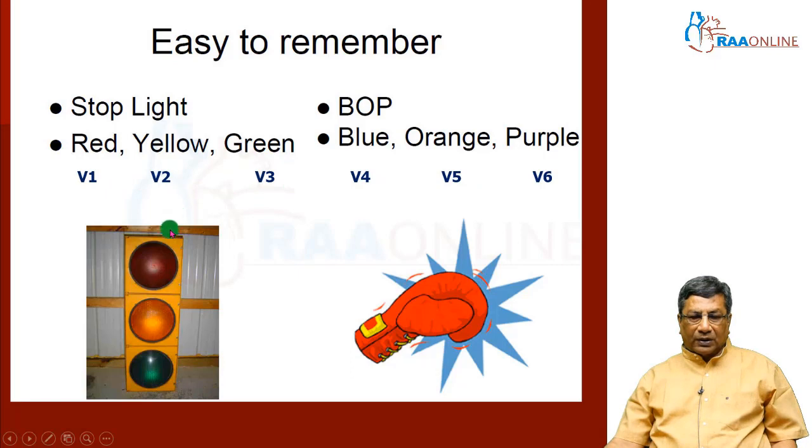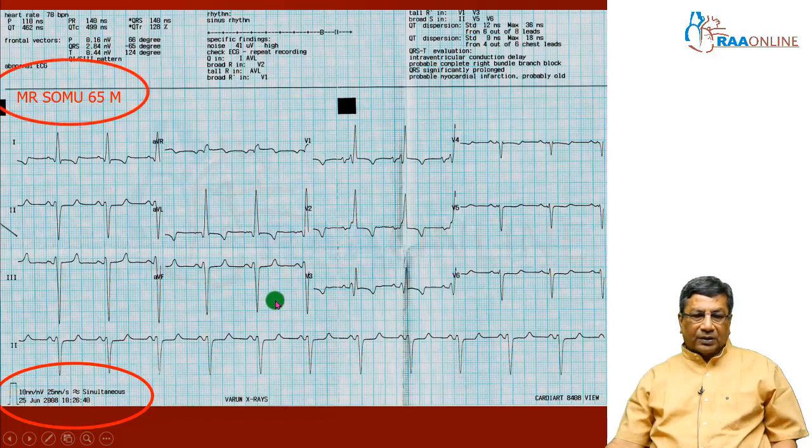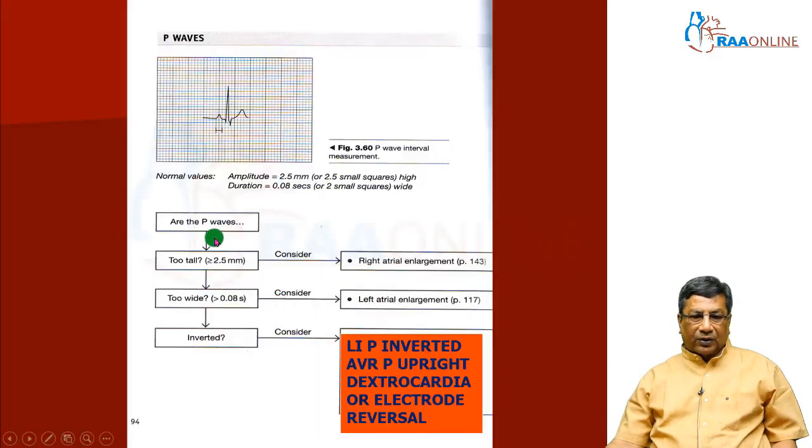We told you about V1, V2, V3: remember the traffic signal, and for V4, V5, V6, remember the BOP. For all ECGs, we must have the clinical details of the patient, the age and the sex. Then look at the standardization, 10 millimeter standardization, and the recording speed of 25 millimeter per second. Never interpret an electrocardiogram without these.